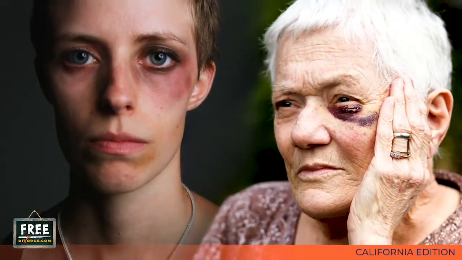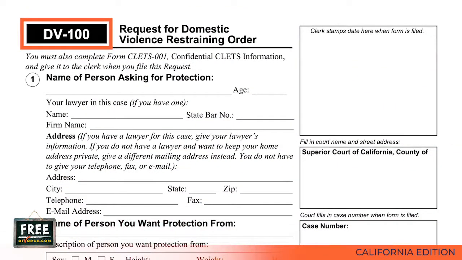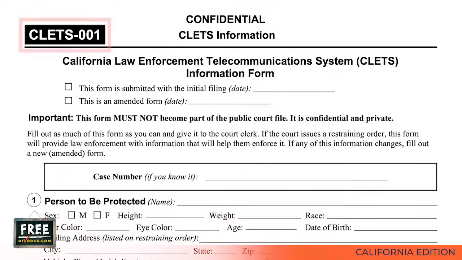As we mentioned in our last video, the very first part of the DV-100 tells you that you also have to submit a form called CLETS-001. Christina, what is the CLETS-001 form? If you submit a DV-100 to the court, you must also complete and submit to the court a CLETS-001. This is a one-page confidential information form. The purpose of the form is to give law enforcement agencies information they can use to enforce any restraining orders.